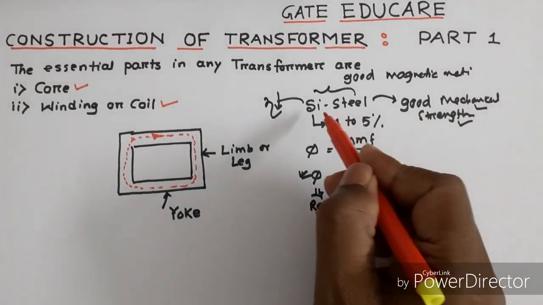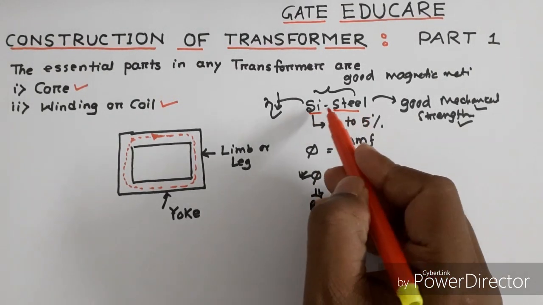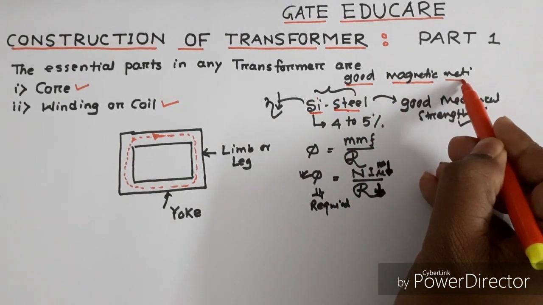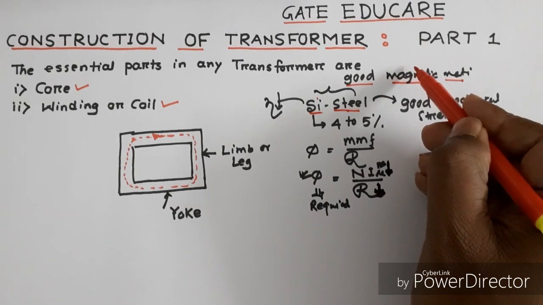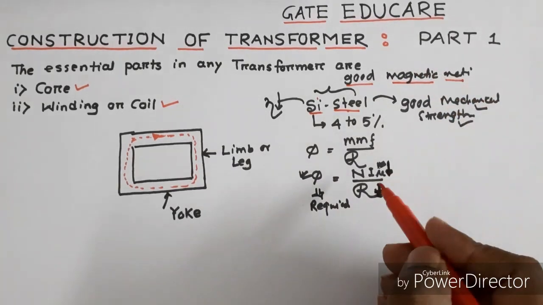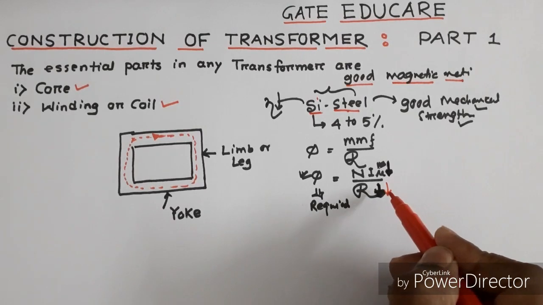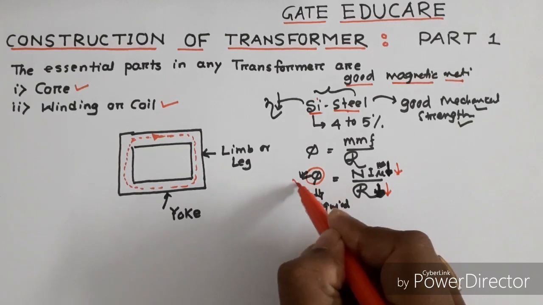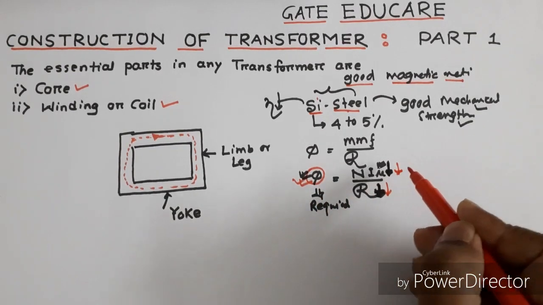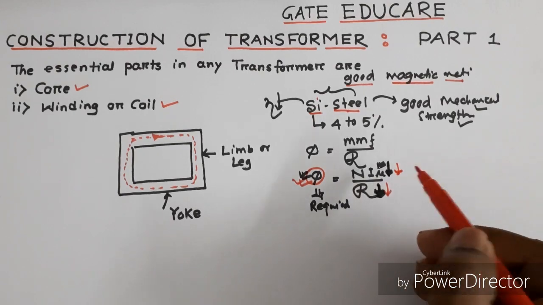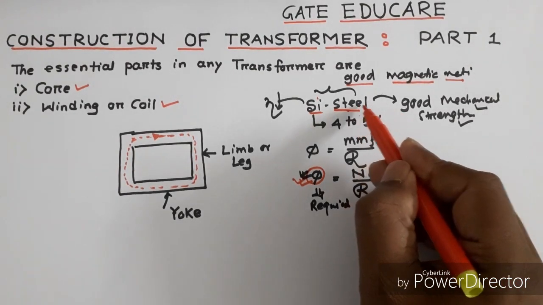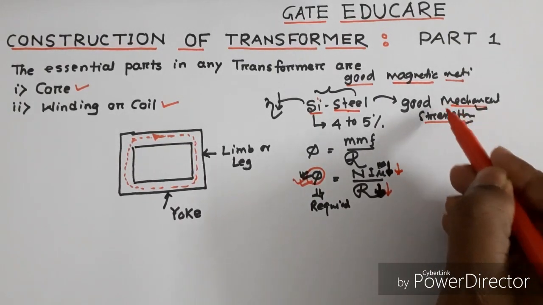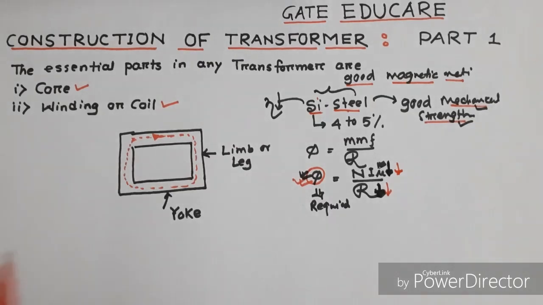Now, the advantages of silicon steel. Both silicon and steel are good magnetic materials. Due to the high ferromagnetic property, the reluctance will be less. As a result, the magnetizing current required for production of the required flux will be less and the transformer operating power factor will be high. Number 2, steel has a good mechanical property. It provides the mechanical strength of the transformer.